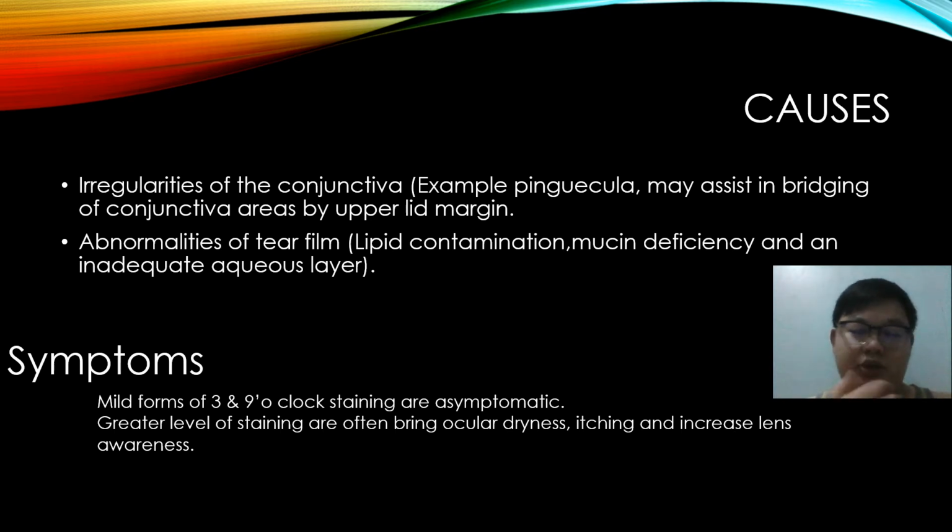As for symptoms, we can see it on the slit lamp when we use fluorescein staining. Mild 3 and 9 o'clock staining is asymptomatic. A greater level of staining often brings ocular dryness, itchiness, and increased redness of the eye.